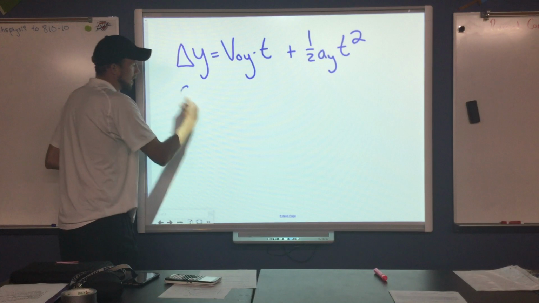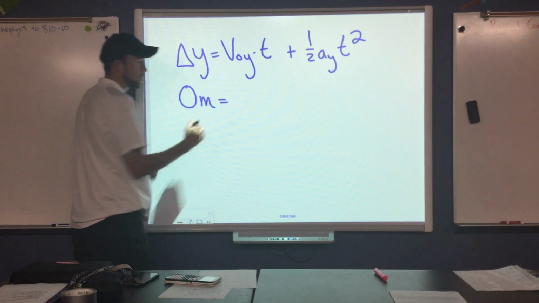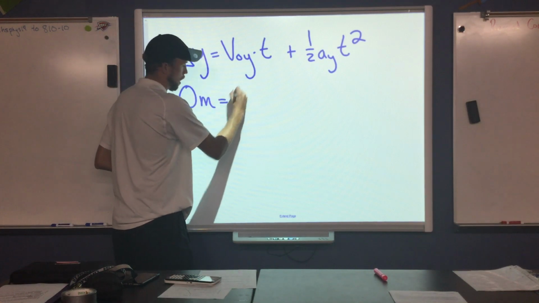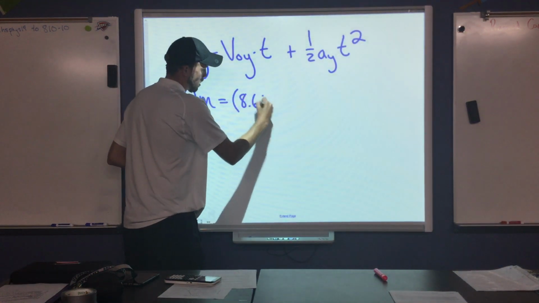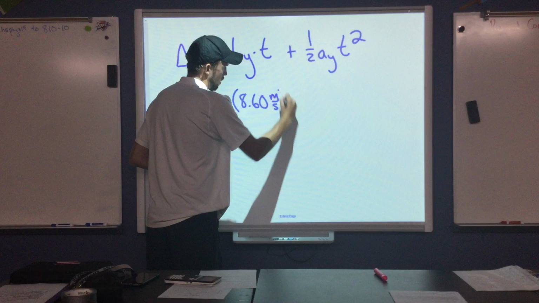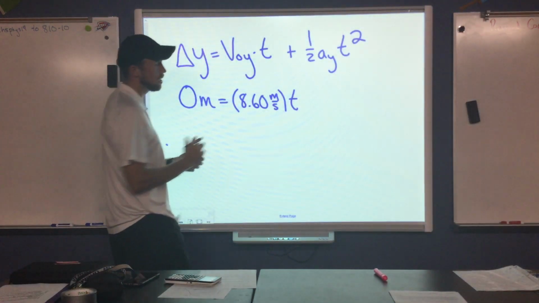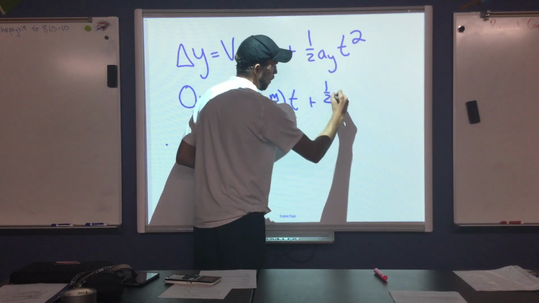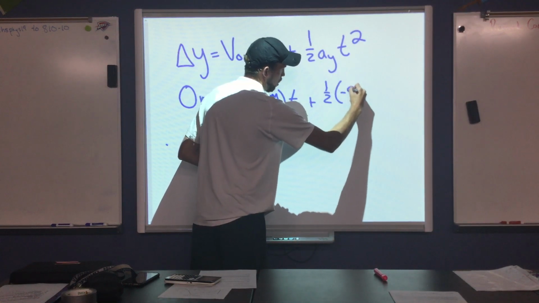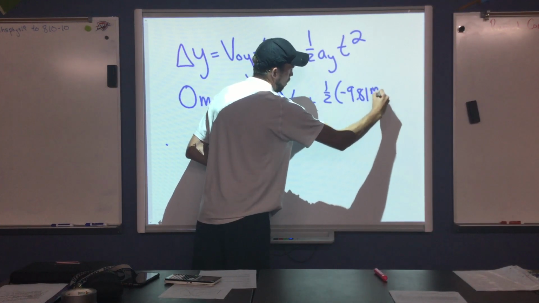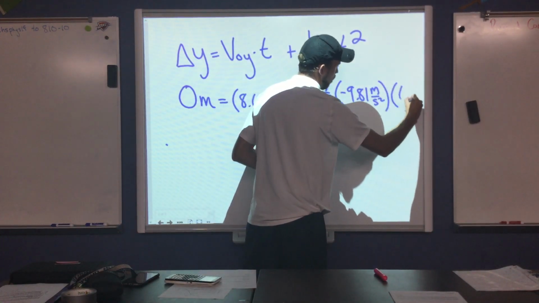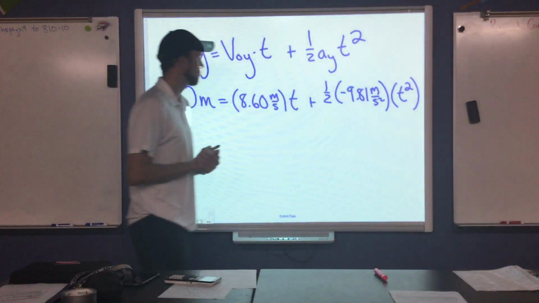So now delta y is 0 meters. Our object starts and ends at the same height, is equal to initial velocity in the y, which we determined to be 8.60 meters per second, times t, plus 1/2 multiplied by our acceleration in the y direction, negative 9.81 meters per second squared, multiplied by t squared, which we are looking for here.